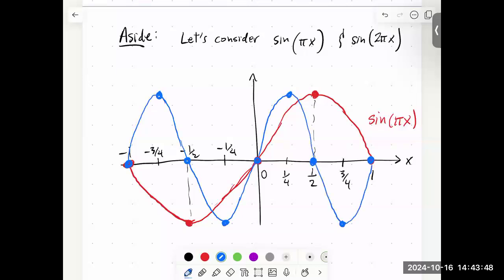Okay, we're doing this for a reason that hopefully will become apparent. All right, there we go.